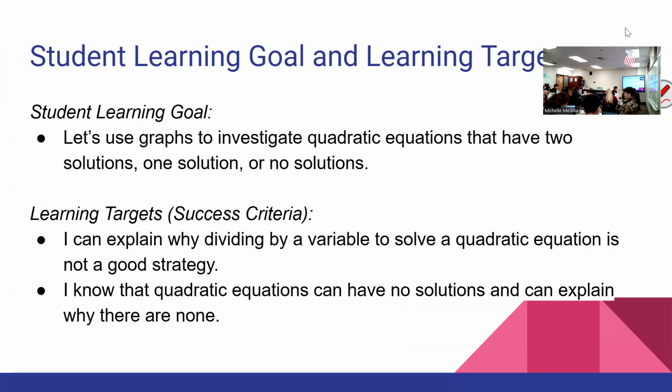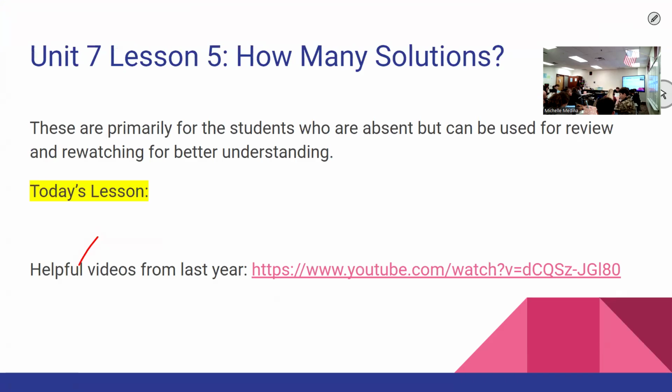You need to be able to explain why dividing by a variable to solve a quadratic equation is not a good strategy. That's directly related to a question on the constructive response test. So in order to explain why something wouldn't be a good strategy, you probably want to know how to solve it correctly. And then you need to know that quadratic equations can have no solutions and explain why there aren't. I'm recording right now, but the lesson is there from last year, so there's no reason to be behind.